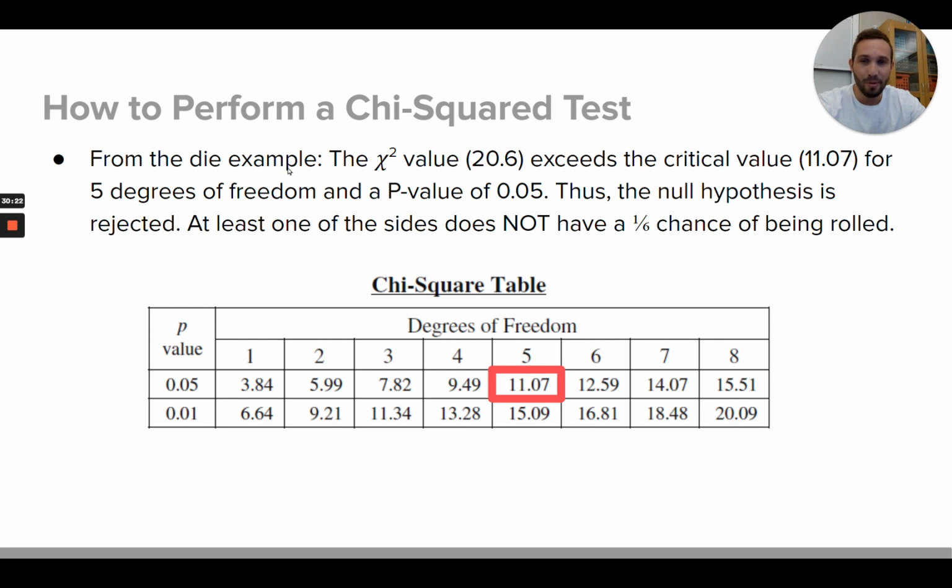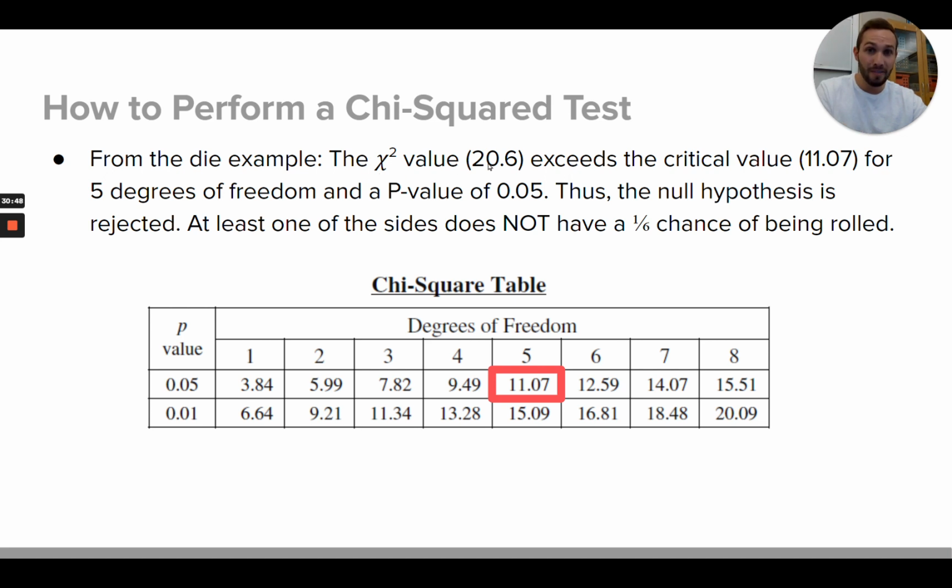So from the dice example, here's my conclusion. On an AP test, if I asked you to write a conclusion or determine if the null hypothesis is accepted or rejected, and then I ask you to justify why you're saying it's accepted or rejected, so that the AP people or me as your teacher know that you're not just guessing, here's what I would say.